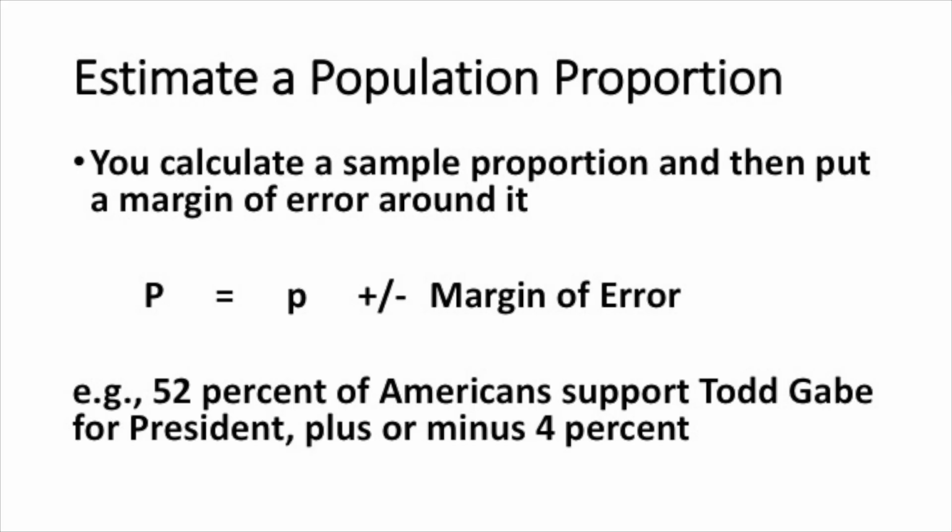When we estimate a population proportion, we calculate a sample proportion or percentage and then put a margin of error around it. Here you see the formula. You have an uppercase P on the left-hand side. It represents the population proportion. And that population proportion is equal to a lowercase p, which is a sample proportion, plus or minus a margin of error. An example of what this would look like is you could say 52% of Americans would select Todd Gabe for president, plus or minus 4%, and that 4% is the margin of error.